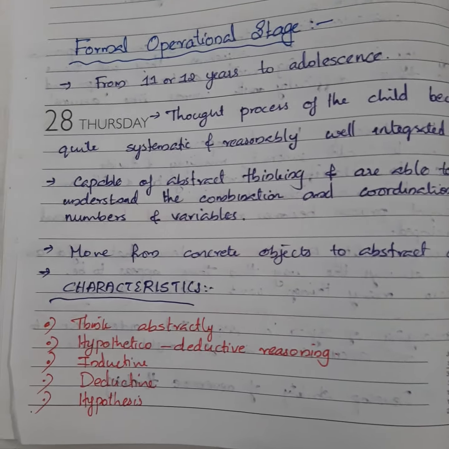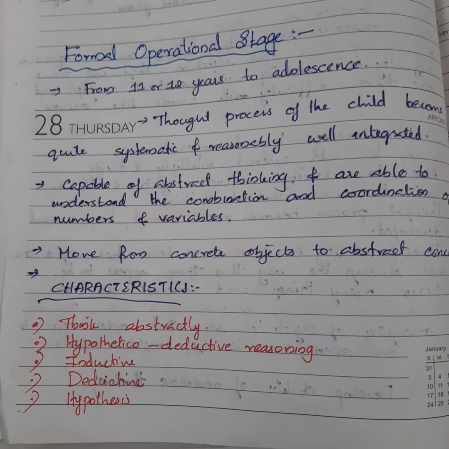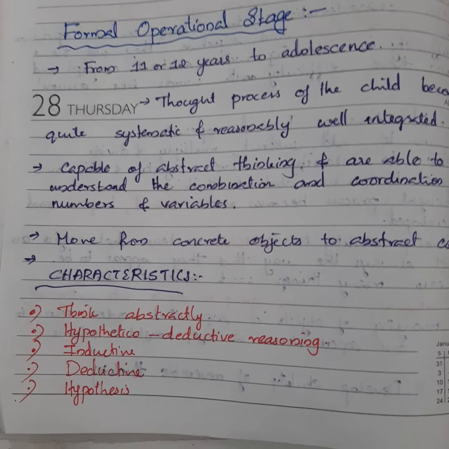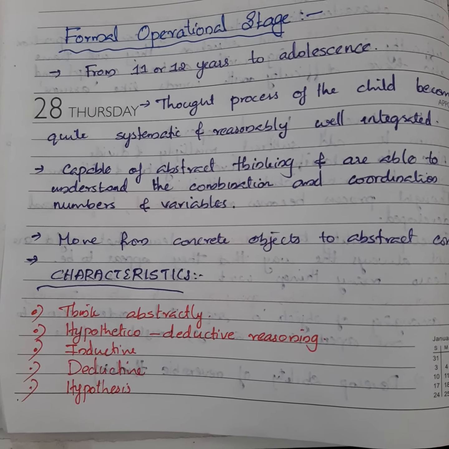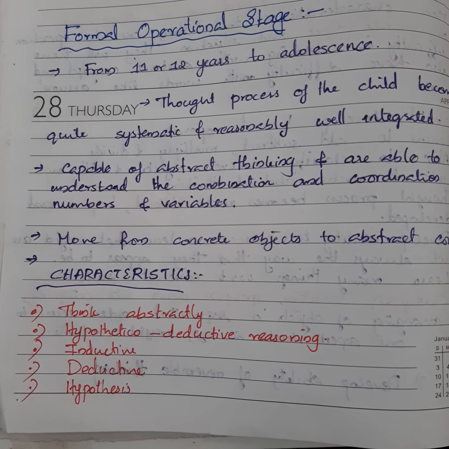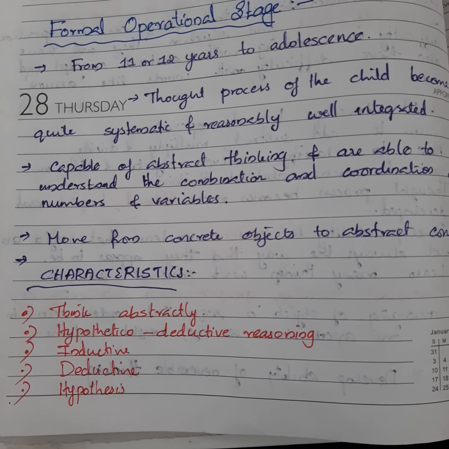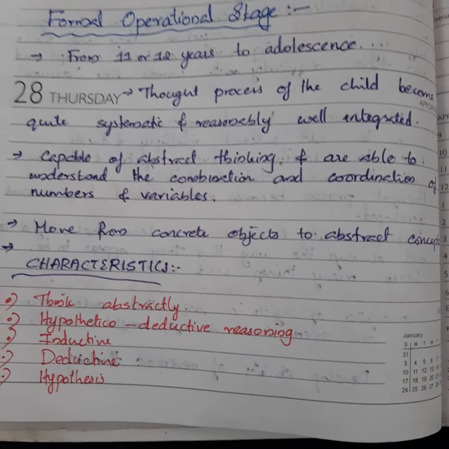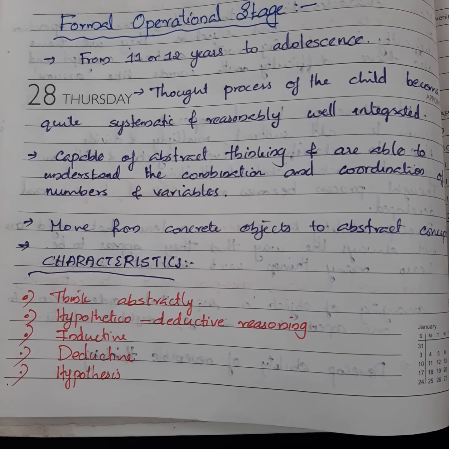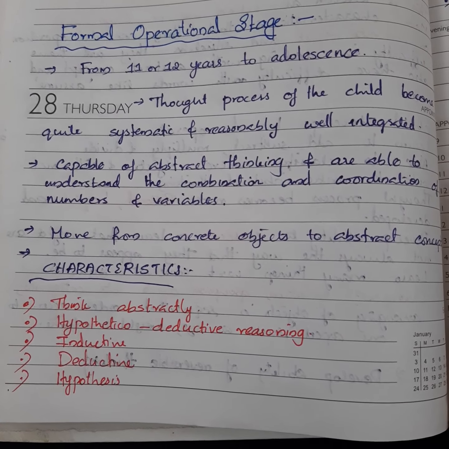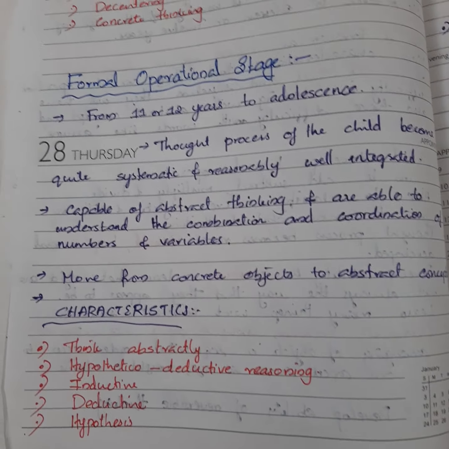Now let's summarize the major characteristics of the formal operational stage. One is the child can think abstractly. Next one is hypothetico-deductive reasoning. Third one is induction or inductive thinking. Fourth one is deductive thinking. Fifth one is hypothesis. And the last one is metacognition, which means that they can control their own thinking process. These are the major characteristics of the formal operational stage.